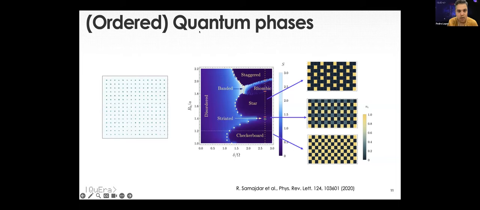Something just... what does S represent? S, I think that this is being characterized via entropy, entanglement entropy. That's why it's called S. Yeah. So this is probably a DMRG type of simulation.